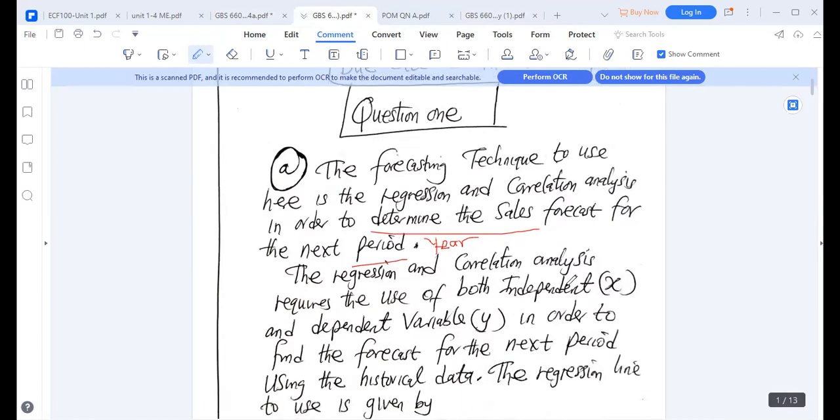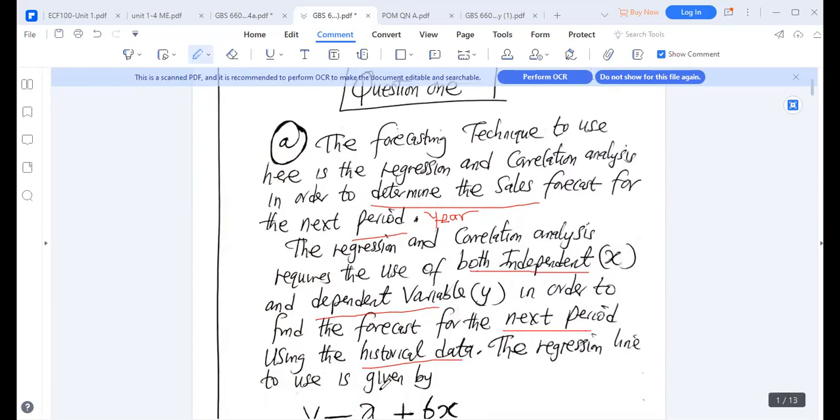Now, the regression and correlation analysis requires the use of both the independent variable, which is x. X is a variable that exists on its own. And of course, we have also the dependent variable, which is y. So we are going to have the independent variable x and the dependent variable y, in order to find the forecast for the next period using the historical data.